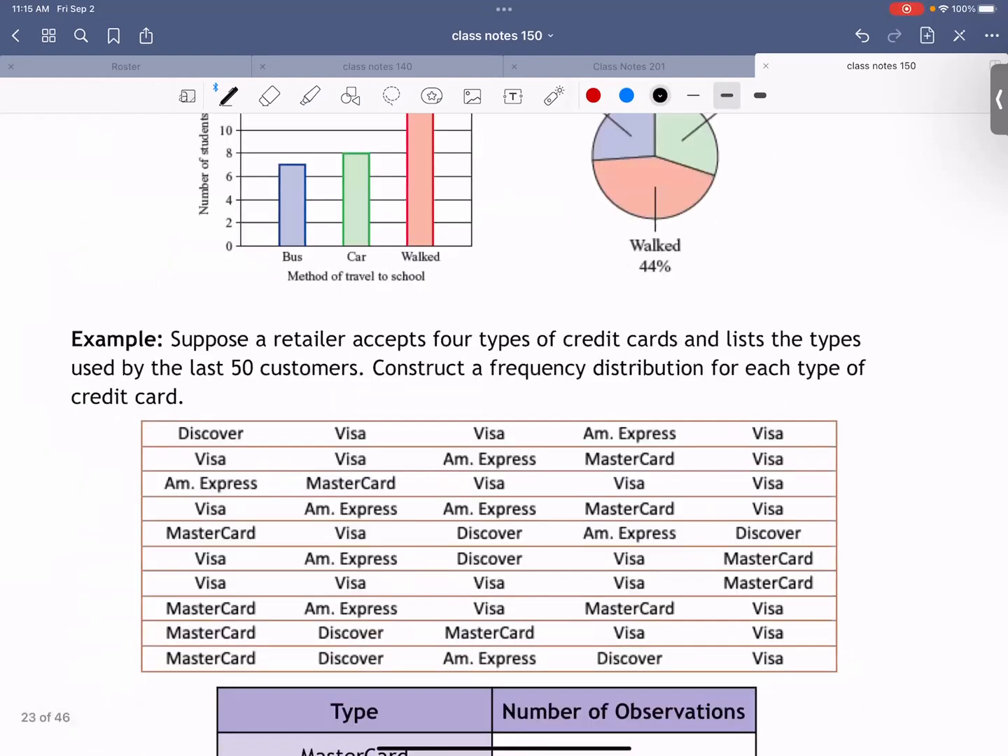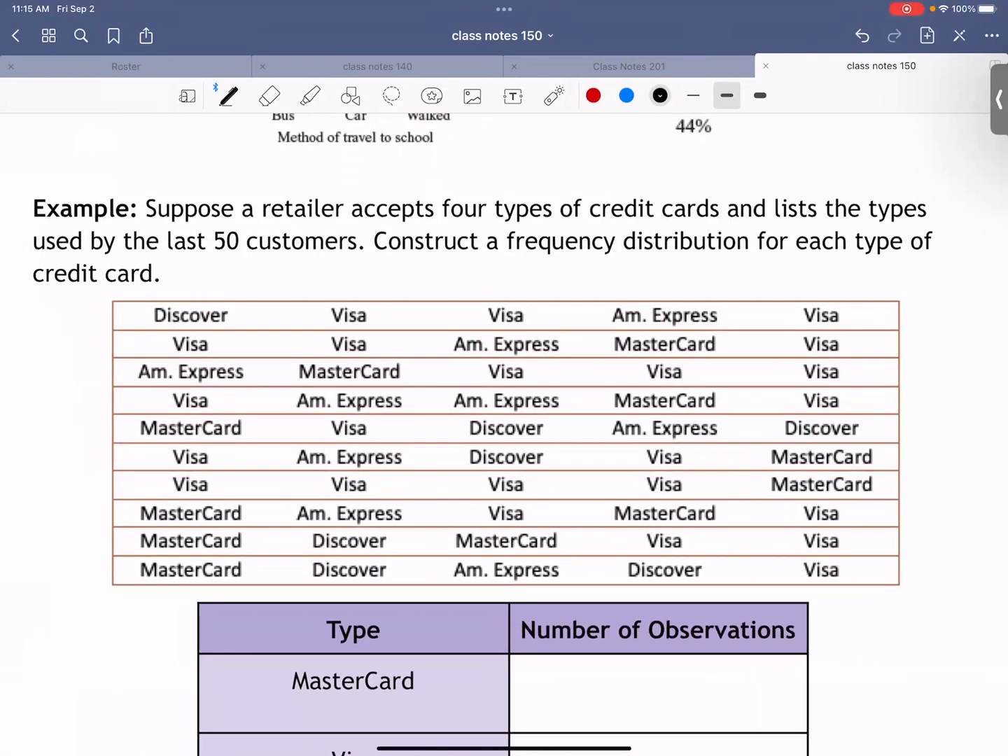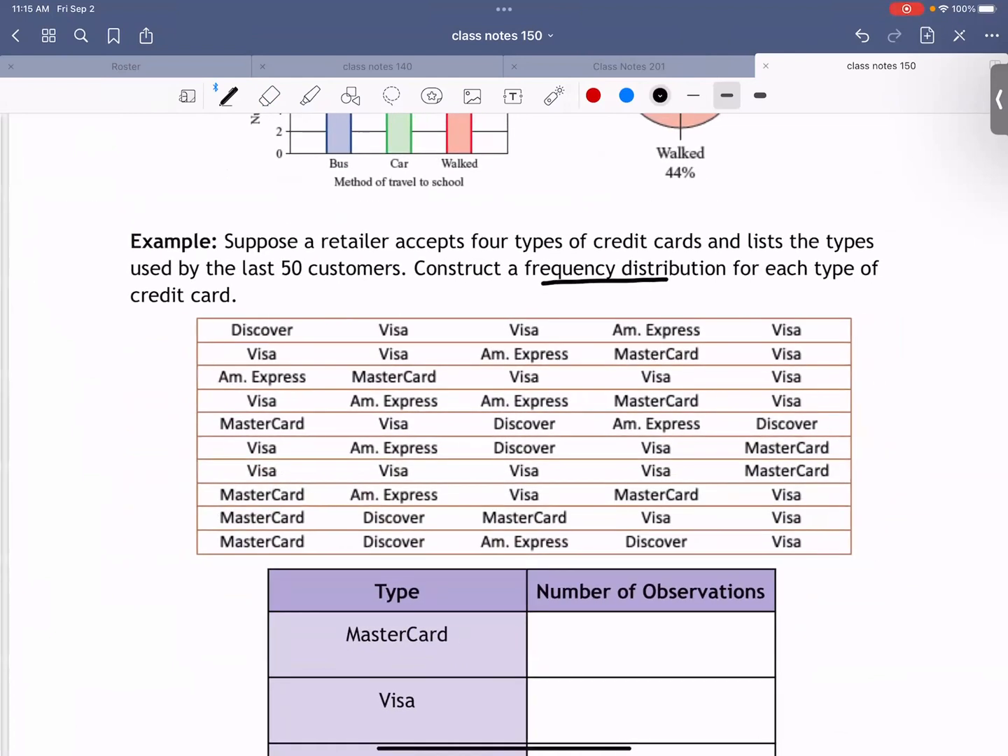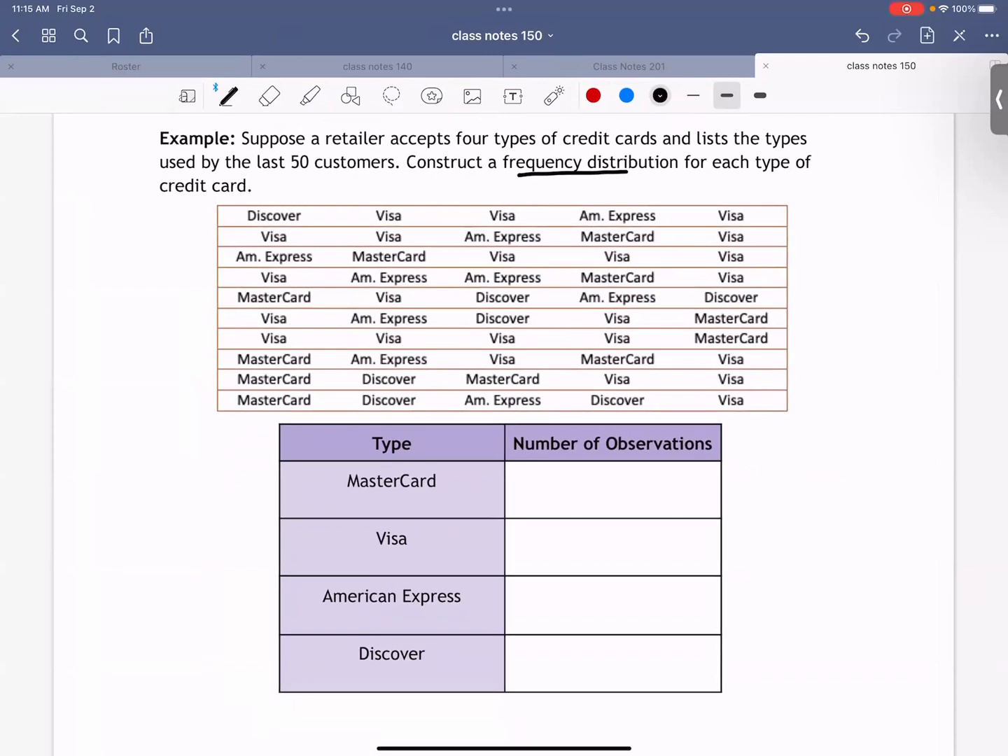Okay, let's do a little example here. We have this retailer, and they accept 4 types of credit cards. We got Visa, Discover, American Express, and MasterCard. And the first thing that I like to do before I even make a graph is make something called a frequency distribution. Basically this is a tally chart, and it just shows how many of each thing there are. How confident do you think you are on making this? Pretty good. All right, I'm going to give you 2 minutes to work on this, and then we'll get back.